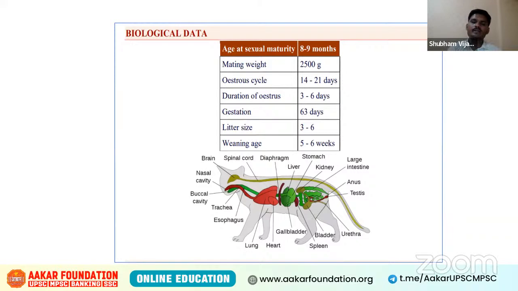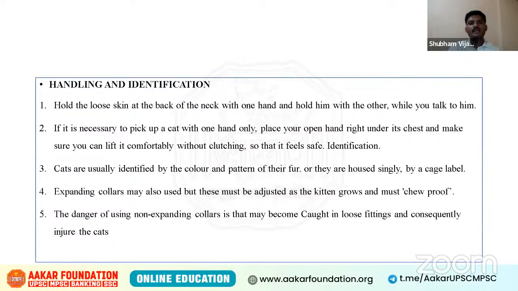Now, handling and identification. How to handle this cat? First of all, hold the loose skin at the back of the neck with one hand and hold him with the other while you talk to him. Okay. First of all, you have to keep your hand on the backside of the neck with one hand and hold him with the other hand also and talk to him in between.